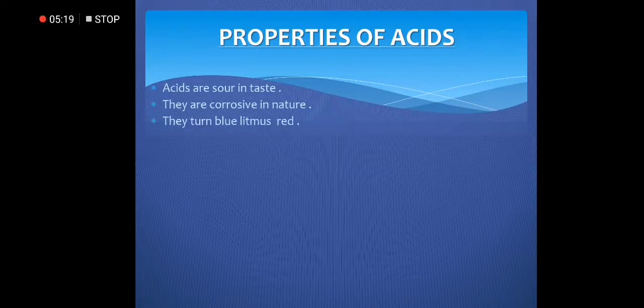They turn blue litmus red. Now, litmus is a substance which is available in the form of litmus paper and litmus solutions. Litmus, when it reacts with an acid, shows a color change. Blue litmus changes to red when it is reacted with an acid. We'll discuss this topic again in detail when we talk of indicators in the same chapter.